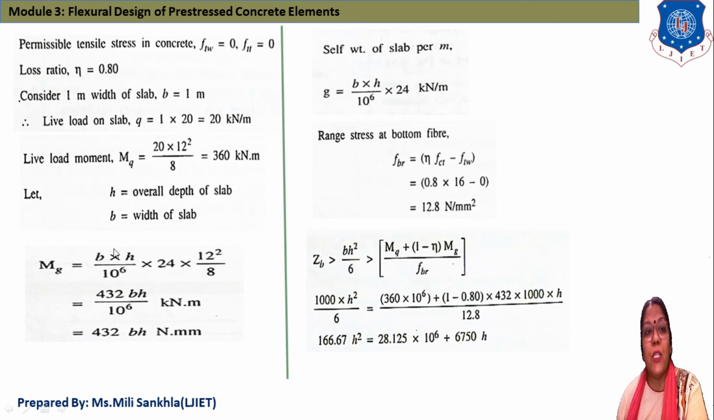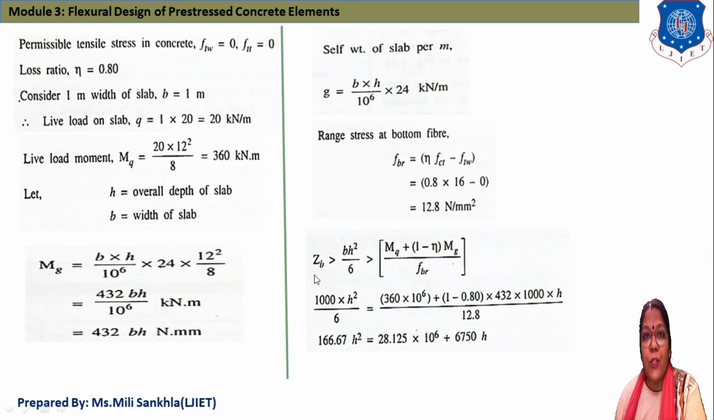B and H, B is equal to 1000, that we already assumed, and here we find out height of slab. Okay, now the range of stresses at bottom fiber equation is FBR is equal to eta FCT minus FTW. Okay, eta 0.8, FCT is given in data, that is 16. Compressive stresses, FTW, that is our tensile stresses, that is 0. Answer is 12.8 Newton per mm square.